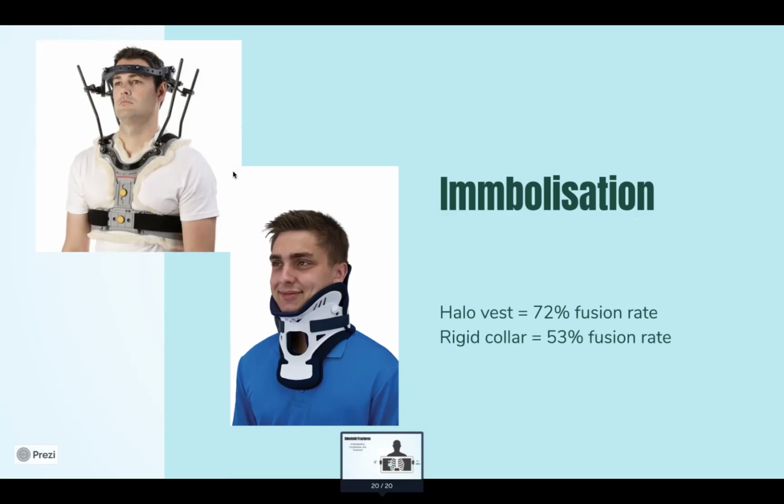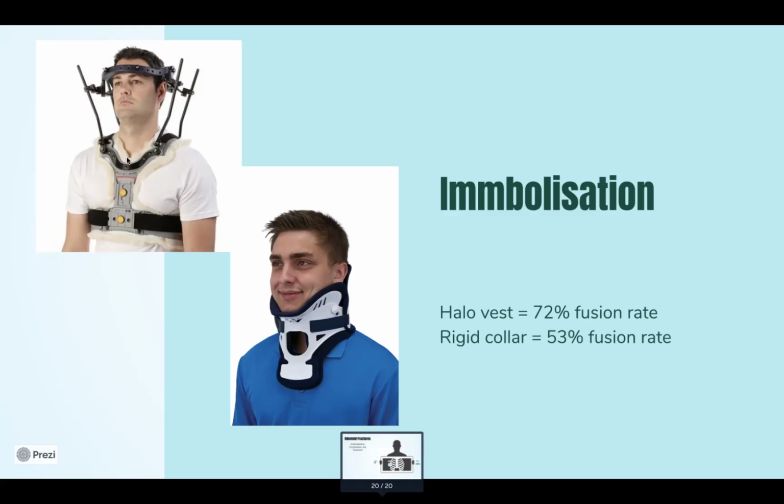So these are ways that we can manage them without an operation. There's two ways, halo vest and a cervical collar. Of course, a cervical collar compared to a halo is less distressing and more comfortable, but you can see it has a 53% fusion rate of the actual fracture. And we all know with cervical collars, they do have good stability for mid cervical fractures, but when you're looking at fractures higher up, they don't tend to protect those areas very well. And same with the ones very lower down as well.